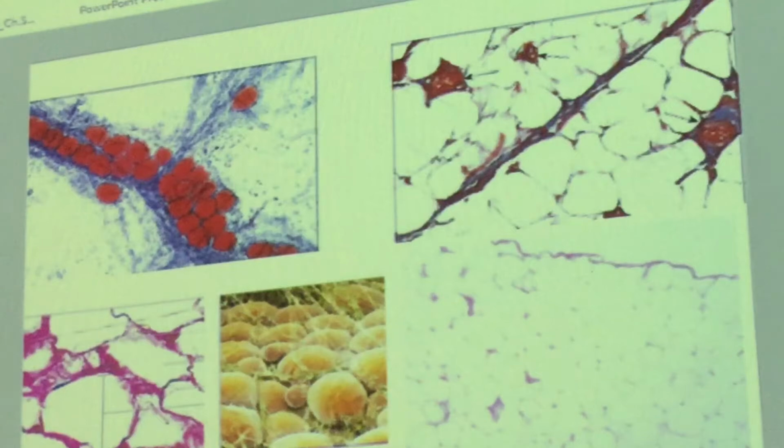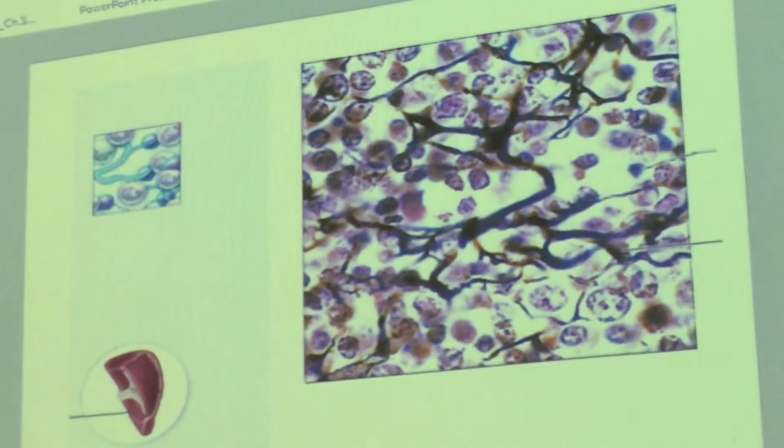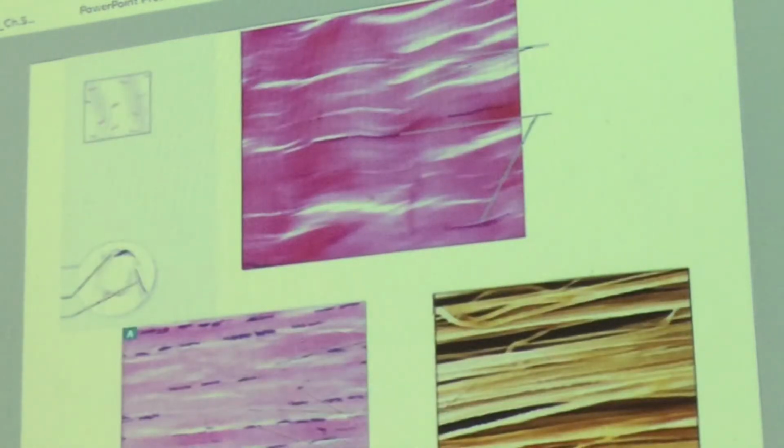More adipose. This one? Reticular connective tissue. This one's from the spleen, which is a lymphatic organ. This stuff?